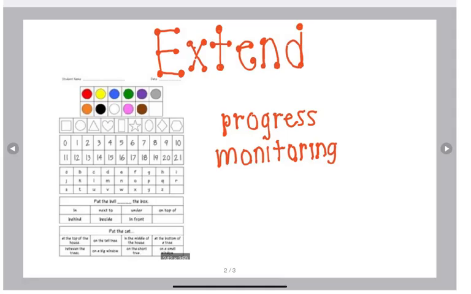For the extended part of this assignment, new ideas that came to me while I was reading this was how I can improve my progress monitoring tool to fit every child. Because like I explained before, I do have a student who is very bright but testing very low.